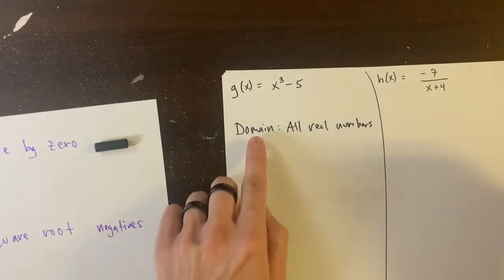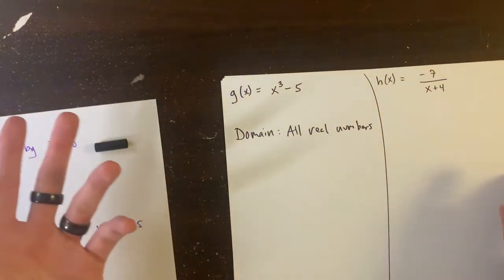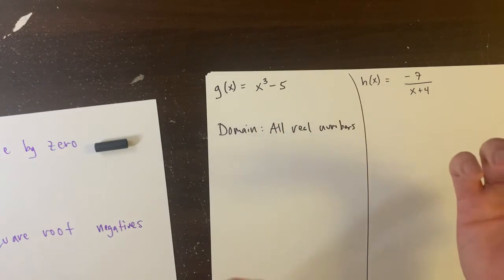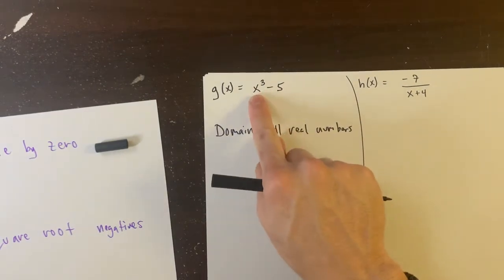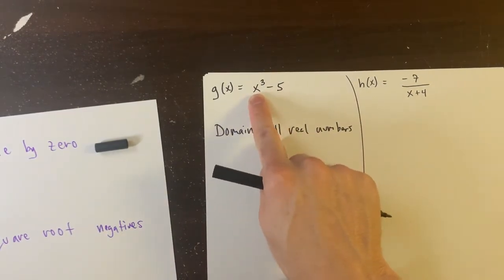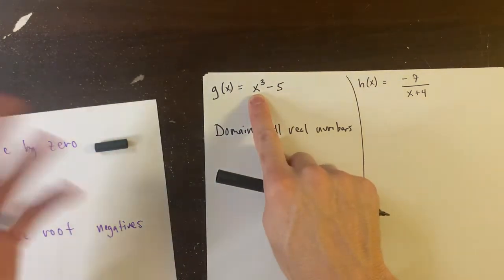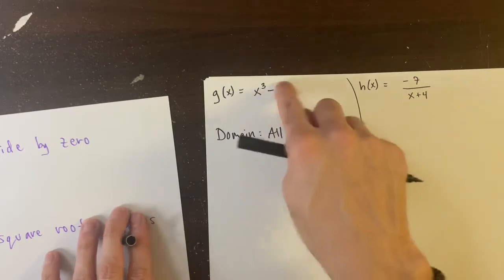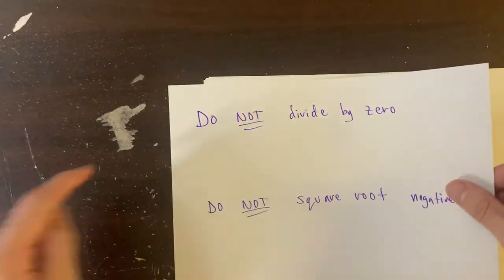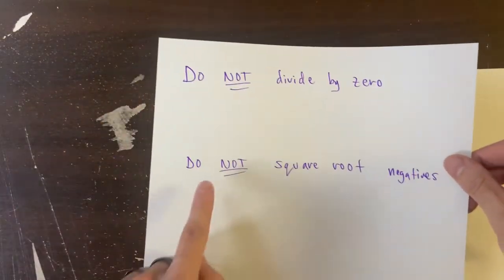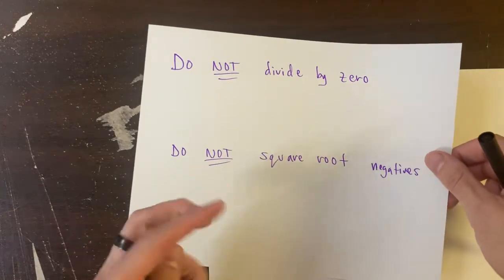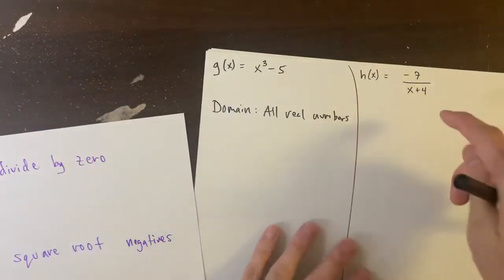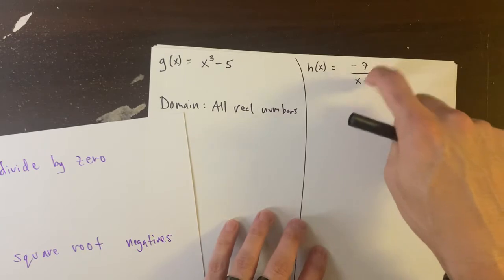You see, the domain refers to all the x values that you and I have permission to use. I can plug in any number in the whole wide world right here. It can be positive, it can be negative, it can be 0. There's nothing dangerous about this one because this equation will never divide by 0 and you'll never be square rooting any negatives. So let's learn from the ones that actually do give us something to talk about.